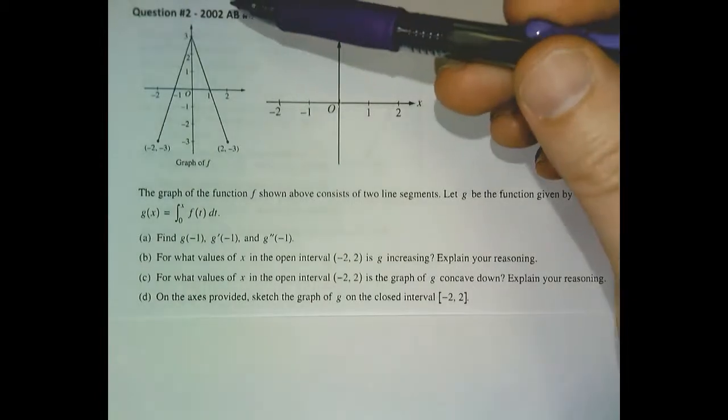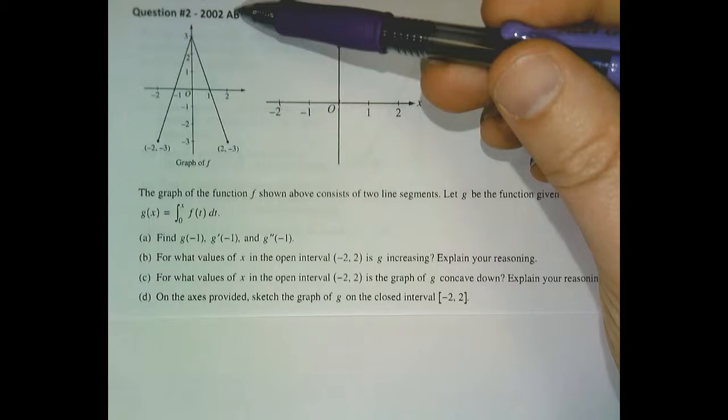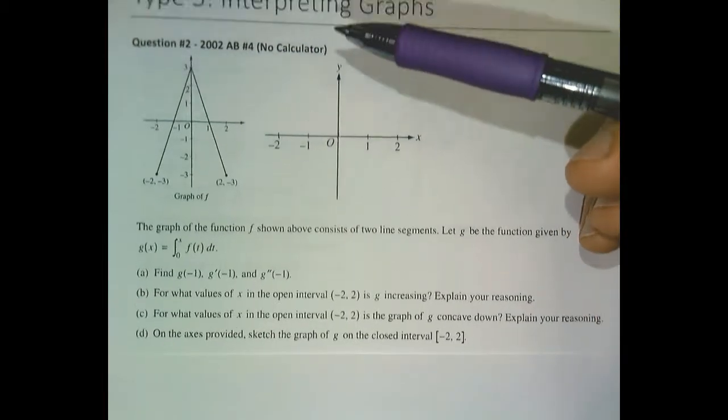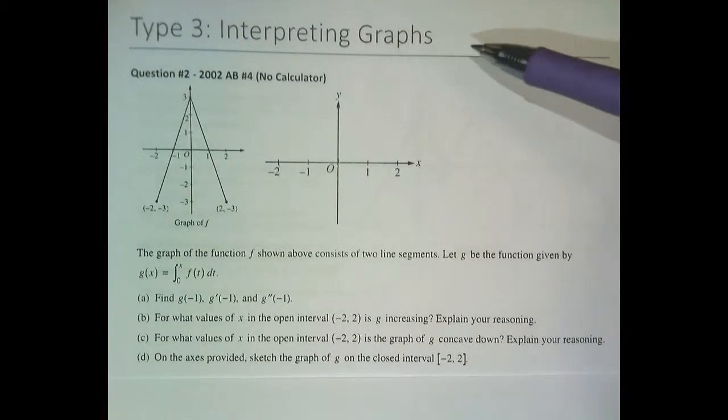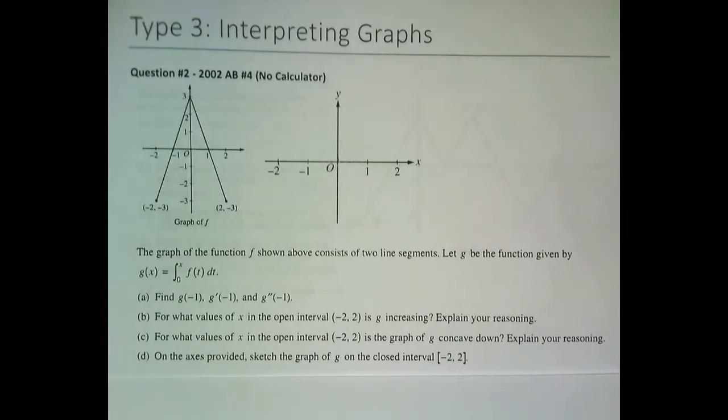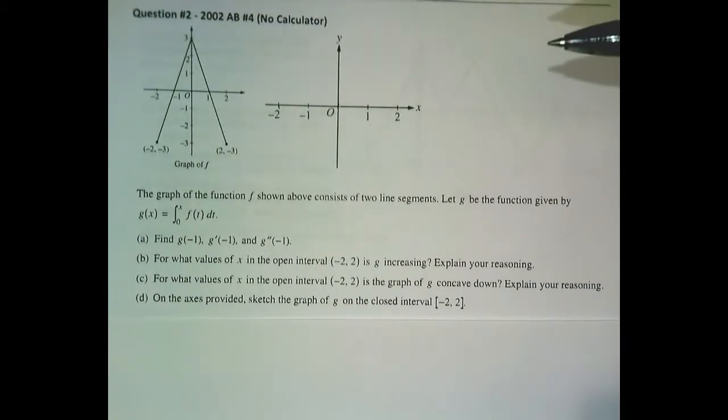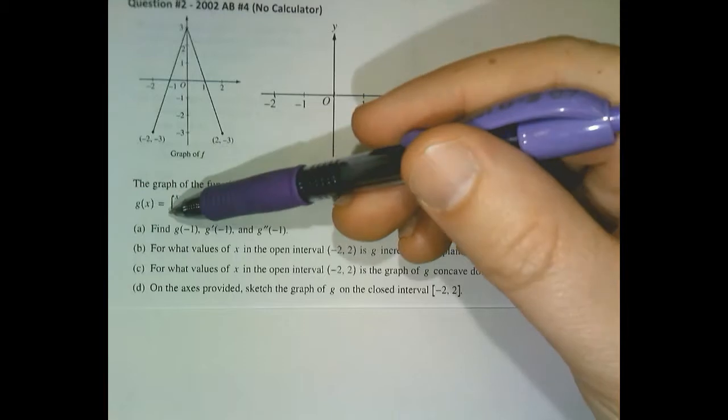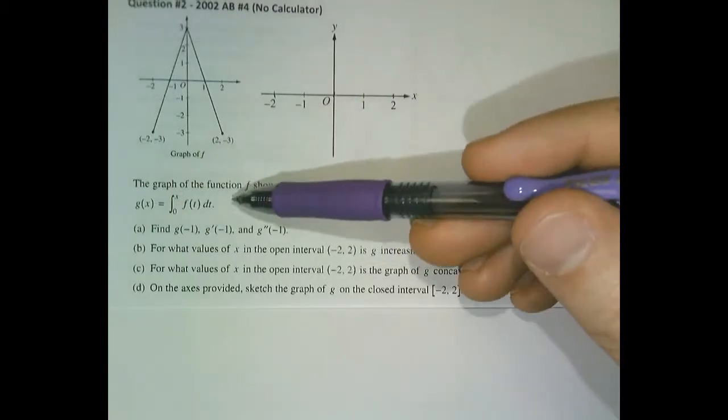Today we're going to be looking at question number 4 from the 2002 AB exam. I've classified this as a type 3 interpreting graphs question. So let's get to it. Right away we have an integral defined function. The graph of the function is shown, so here's our integral defined function.